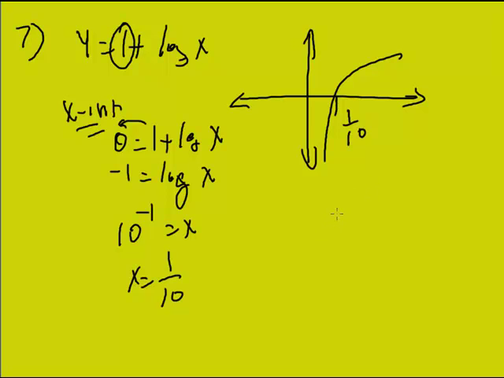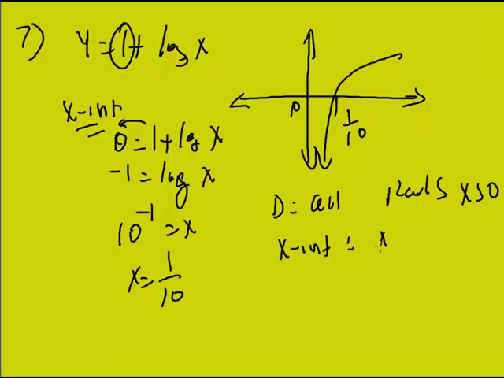Right. I can answer all my questions now. My domain is all reals such that x is greater than 0, because it doesn't cross 0. My x-intercept is x is equal to 1/10. Well, what's my y-intercept? Where's it cross the y-axis? None.